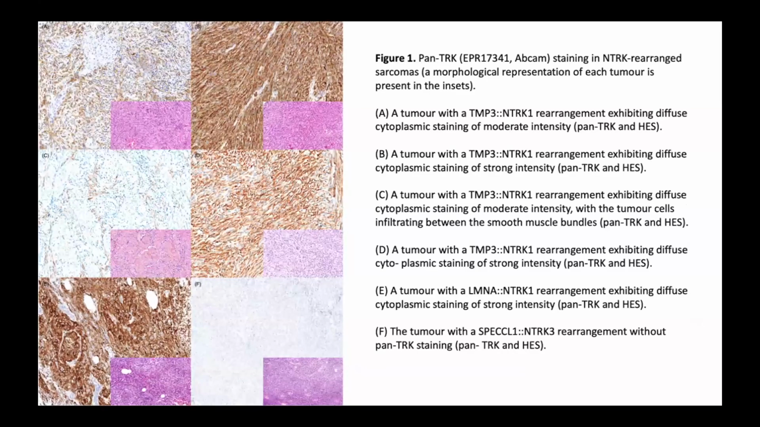This is from the paper, showing the Pan-Trk IHC expression and morphology of a subset of those known NTRK rearranged tumours. A is showing diffuse moderate staining, B, diffuse strong staining. In C, the cells that aren't staining are actually normal smooth muscle cells, and the cells that are staining are quite diffuse with moderate staining. They're infiltrating through the normal cells, so that's still diffuse moderate staining. D is diffuse strong, and E is diffuse strong as well. F is the SPECL1-NTRK3 tumour that was completely negative for pan-Trk staining.